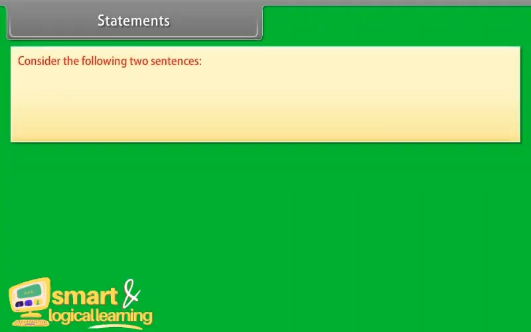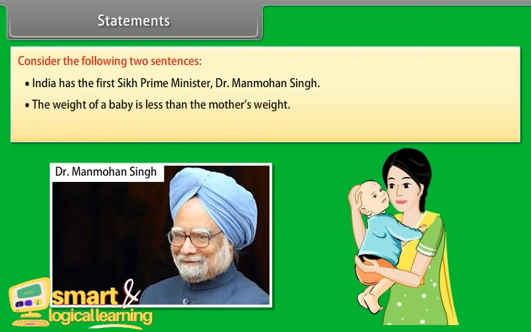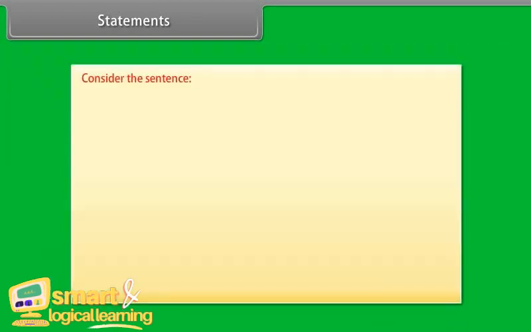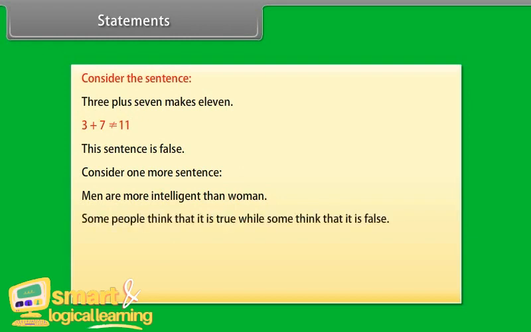Statements. Consider the following two sentences. India has the first Sikh Prime Minister, Dr. Manmohan Singh. The weight of a baby is less than the mother's weight. We can immediately say that the above sentences are correct and there is no confusion regarding them. Consider the sentence, 3 plus 7 makes 11. This sentence is false. Consider one more sentence. Men are more intelligent than women. Some people think that it is true, while some think that it is false.